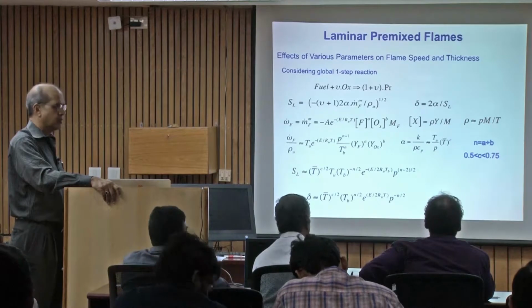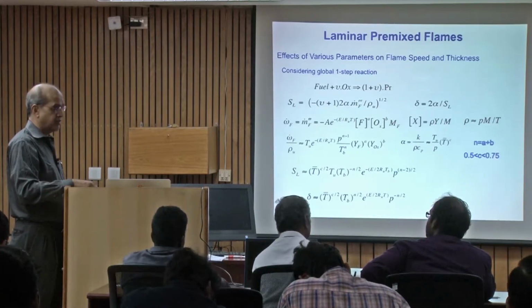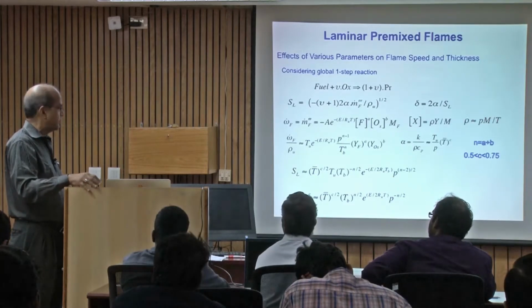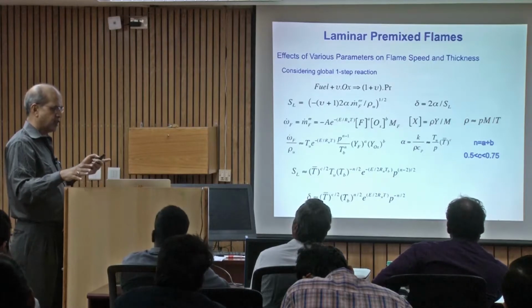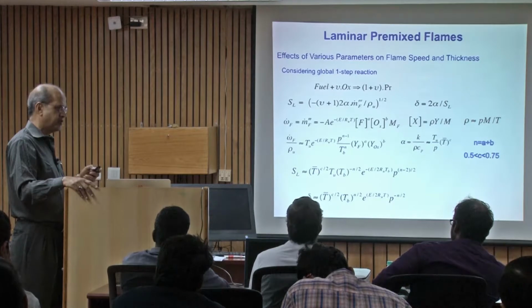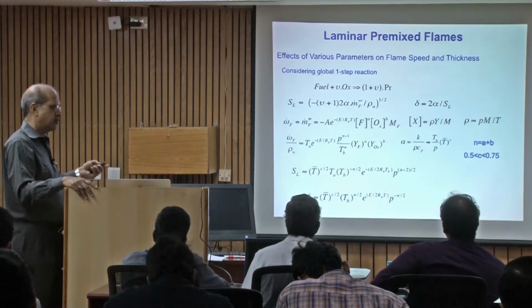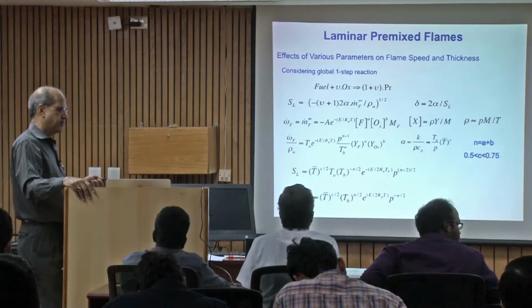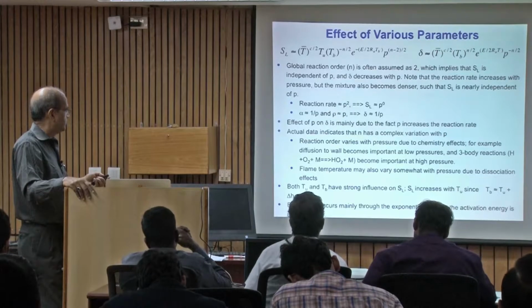So for n equal to 2, the flame speed is independent of pressure. Yeah, that's an interesting result. There is some discussion on the next slide on why. But actually it's not correct. If n is 2, it does become independent of pressure. But n is not 2, most of the time. So that is discussed here.